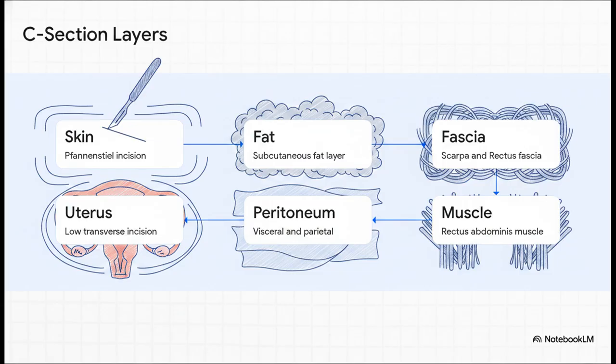Let's think about the most common major surgery in the entire world, the cesarean section. The surgeon cuts from the outside in, right? They go through the skin via a Pfannenstiel incision, then subcutaneous fat, fascia, rectus abdominis muscles, peritoneum, and finally the uterus. So why does mapping this out matter? Because every single abdominal case closes in the exact reverse order. Knowing these specific layers dictates exactly what you are tracking during your sponge and instrument counts.